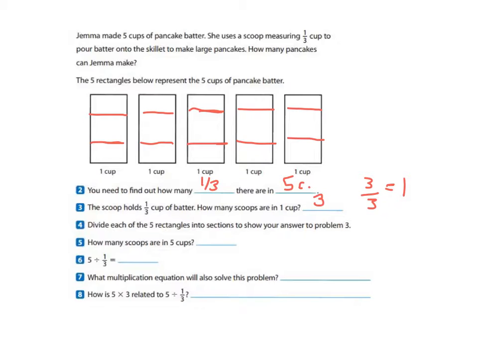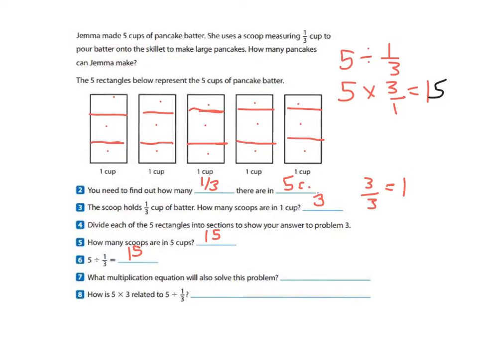How many scoops are in 5 cups? Now all you have to do is count how many you have. 5 cups, and they're each divided into 3 different scoops. You should have 15 scoops. That tells us the answer to 5 divided by 1/3. The answer would be 15. And let's just go over here and show why we know it's 15. 5 divided by 1/3. Keep, change, flip. The answer is 15.